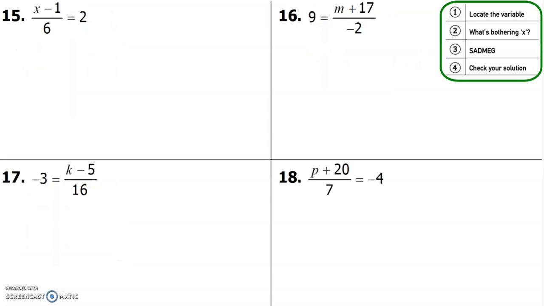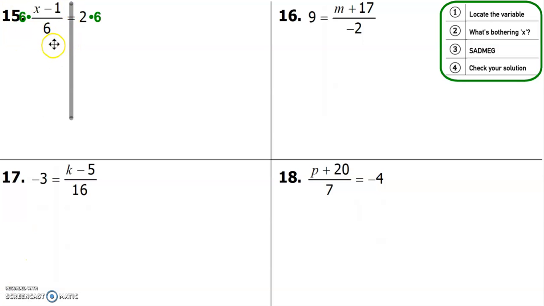All right, these last 4 examples. Notice here what's happening. I have x minus 1 all divided by 6 equal to 2. Yes, I'm going by SADMEG, but that top part here is a group. So before I get to that g at the end, I have to go through all of this. I can't do the addition and subtraction first because it's within that group. So I have to actually multiply by the 6 first to get rid of it.